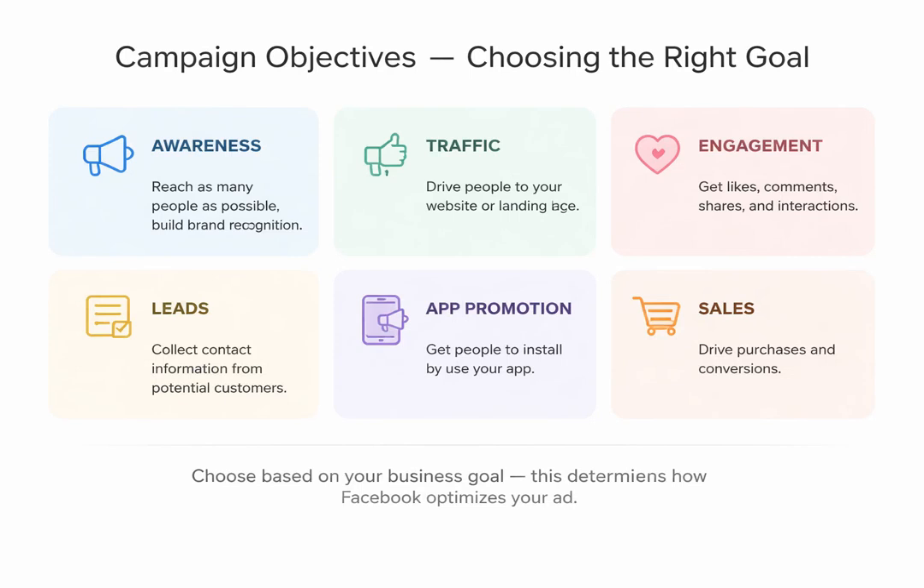When you create a campaign in Ads Manager, the very first thing Facebook asks you is, what is your objective? This is a critical choice because Facebook uses your objective to decide who to show your ad to and how to optimize it. Awareness is for when you want maximum reach. You want people to know your brand exists. Traffic is for sending people to your website or a specific URL. Engagement is for getting interactions, likes, comments, shares on your posts. Leads is for collecting contact information, like phone numbers or emails from interested people. App promotion is specifically for mobile apps, and sales is for driving actual purchases or conversions. Always choose the objective that matches your actual business goal, because this single choice shapes everything else about how your campaign performs.